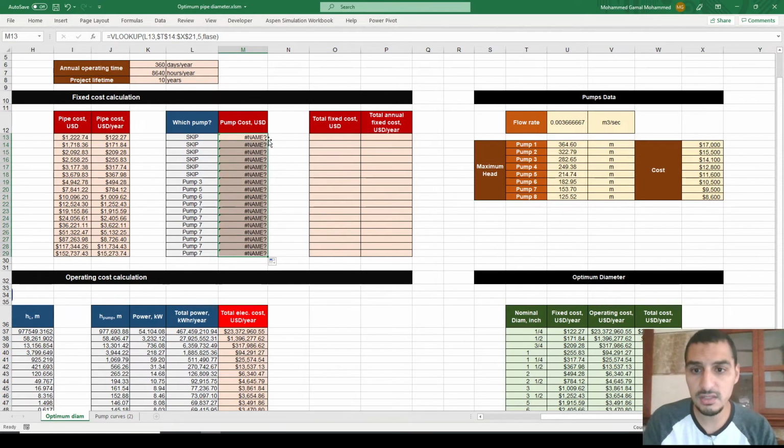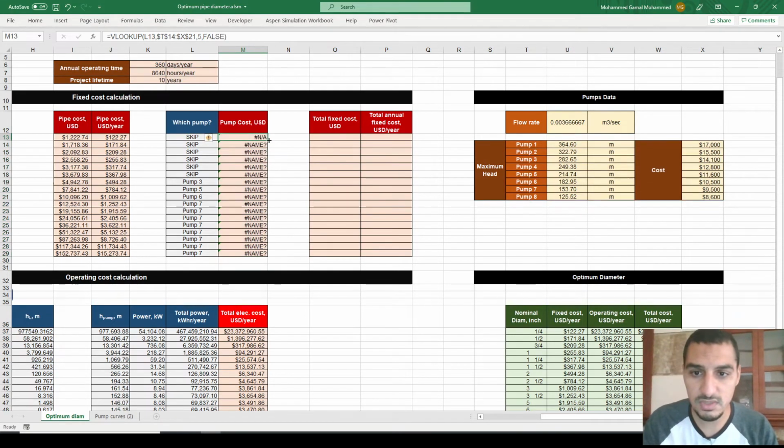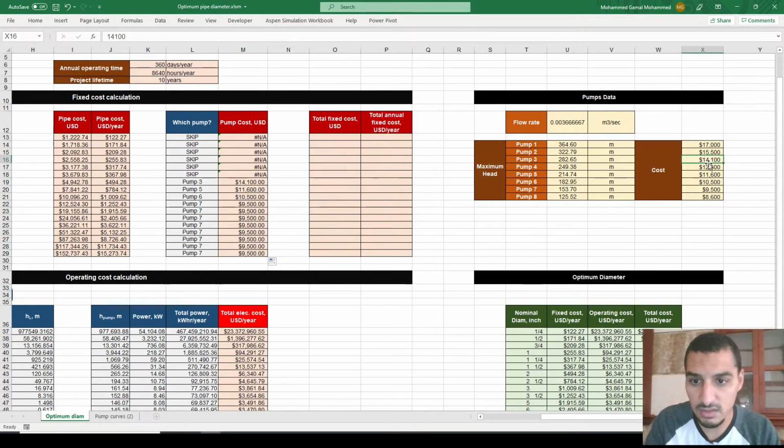And here I think I did something wrong, in this table. Oh, it's false, not flows. So yeah, this was the problem. Okay, so now I have the pump prices here: 1400 for pump number 3, 11 or 12, I have 11,600 for pump number 5. This is true. 10,500 for pump number 6, and 9,500 for pump number 7. So it's exactly the prices that I have here. So it's doing it right.